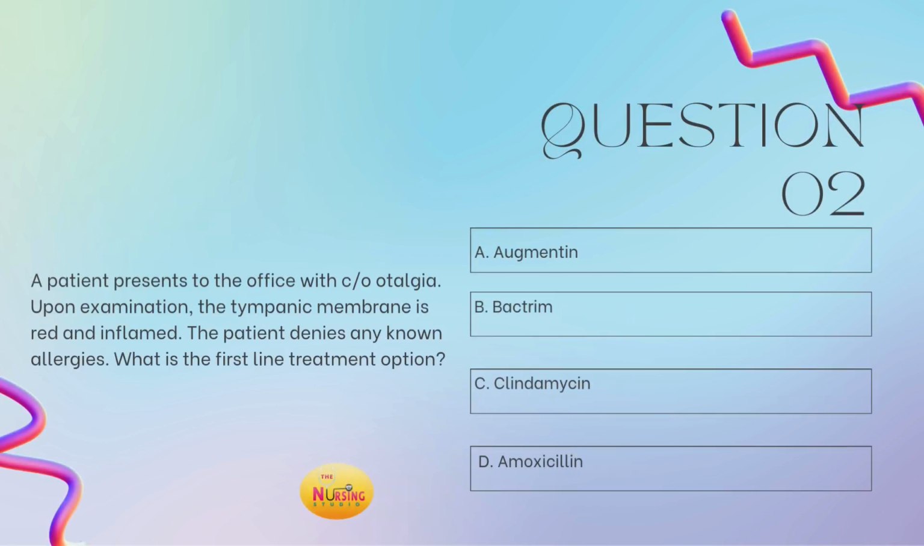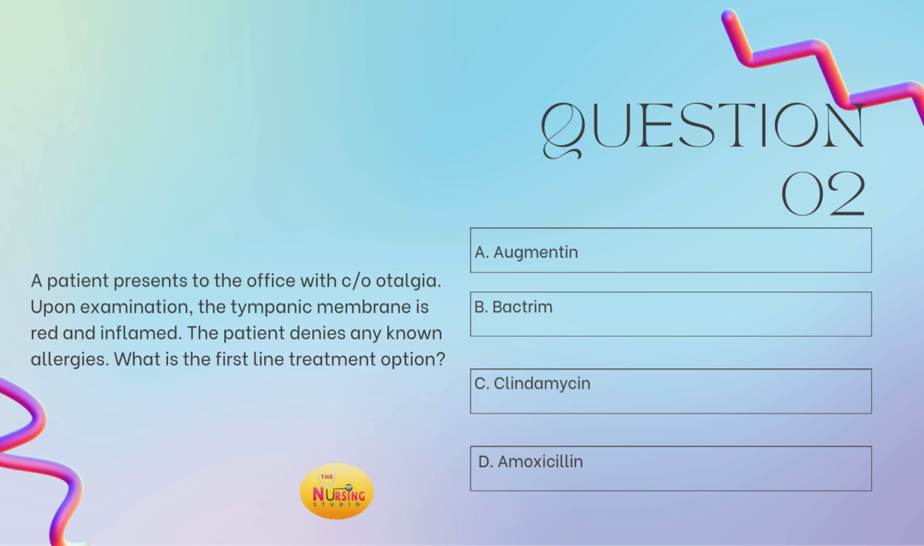Question number two, a patient presents to the office with complaints of otalgia. Upon examination, the tympanic membrane is red and inflamed. The patient denies any known allergies. What is the first line treatment option? Is it A, augmentin, B, Bactrim, C, clindamycin, or D, amoxicillin? Take a moment and tell me what you got, you guys.